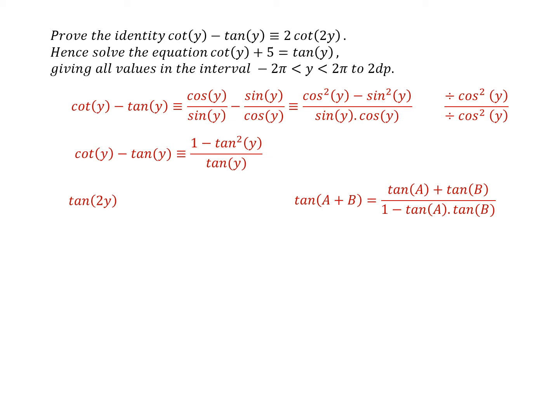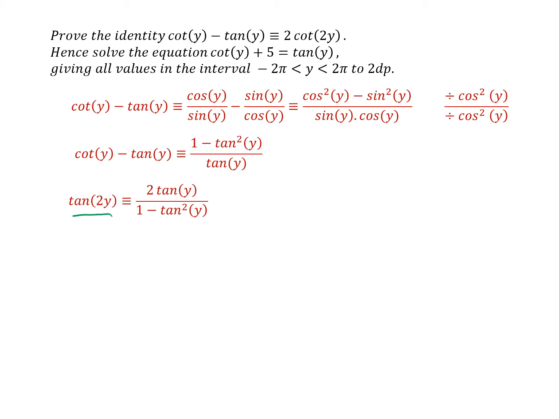So when I put a equal to y and b equal to y as well, this becomes tan y plus tan y over 1 minus tan y times tan y. Well, tan y plus tan y is 2 tan y, and then this is over 1 minus tan squared y. So that would be 2y there, tan 2y. So that gives me an expression for tan 2y: 2 tan y over 1 minus tan squared y. That's the double angle formula for tan.